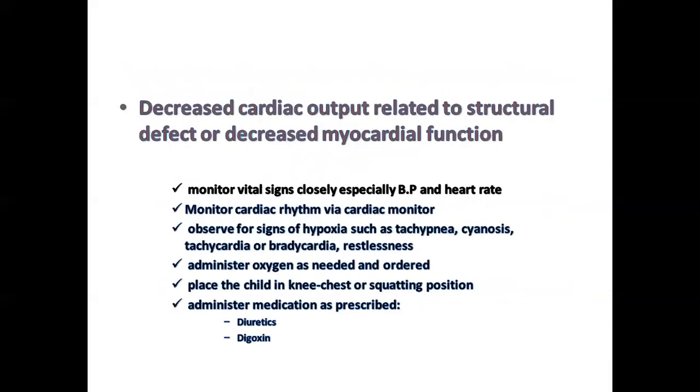And the second one is decreased cardiac output related to structural defect or decreased myocardial functioning. The first one was impaired gas exchange; the second one is decreased cardiac output. Here, monitor vital signs closely, especially BP and heart rate. Then monitor cardiac rhythm via cardiac monitor. Then observe for signs of hypoxia such as tachypnea, cyanosis, tachycardia or bradycardia, and restlessness.